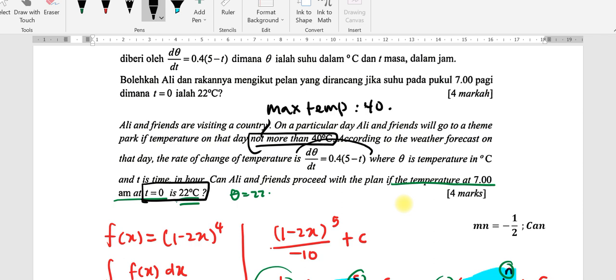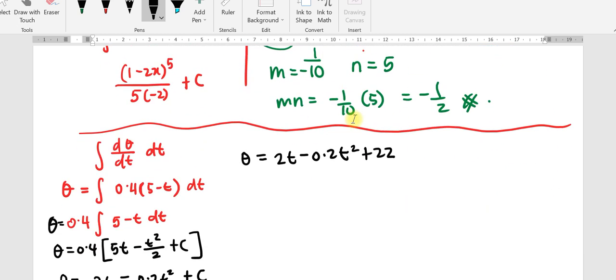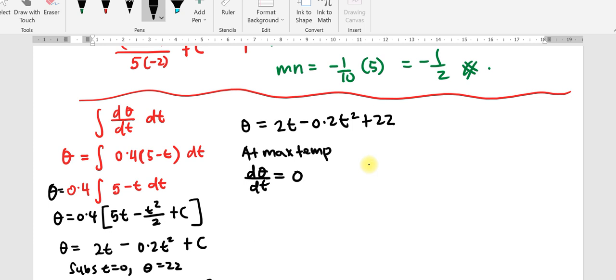So kita actually dah boleh buat yang ni. Okay, dia dah cakap maximum temperature. Maximum kita apply your differentiation also. So at maximum temperature, d theta over dt is equal to 0. Betul tak? Maximum or minimum, the derivative should be equal to 0. Any derivative. So this one is 0.4 (5 minus t) equals to 0. So 5 minus t, the 0.4, you go and divide with the 0, you get 0 again. So 5 is equals to t.